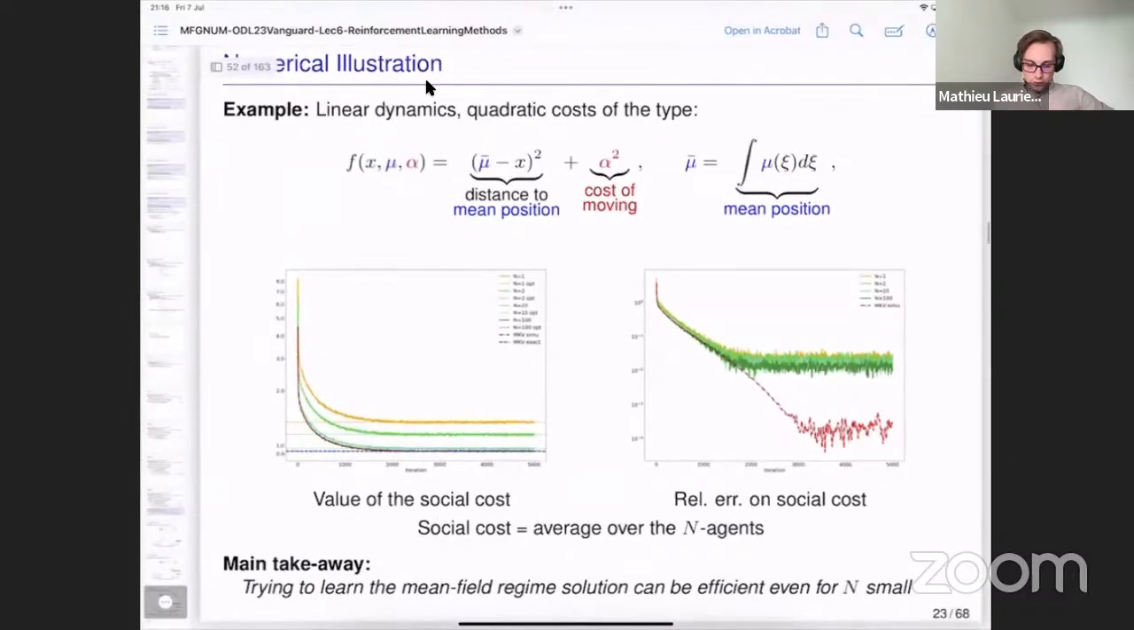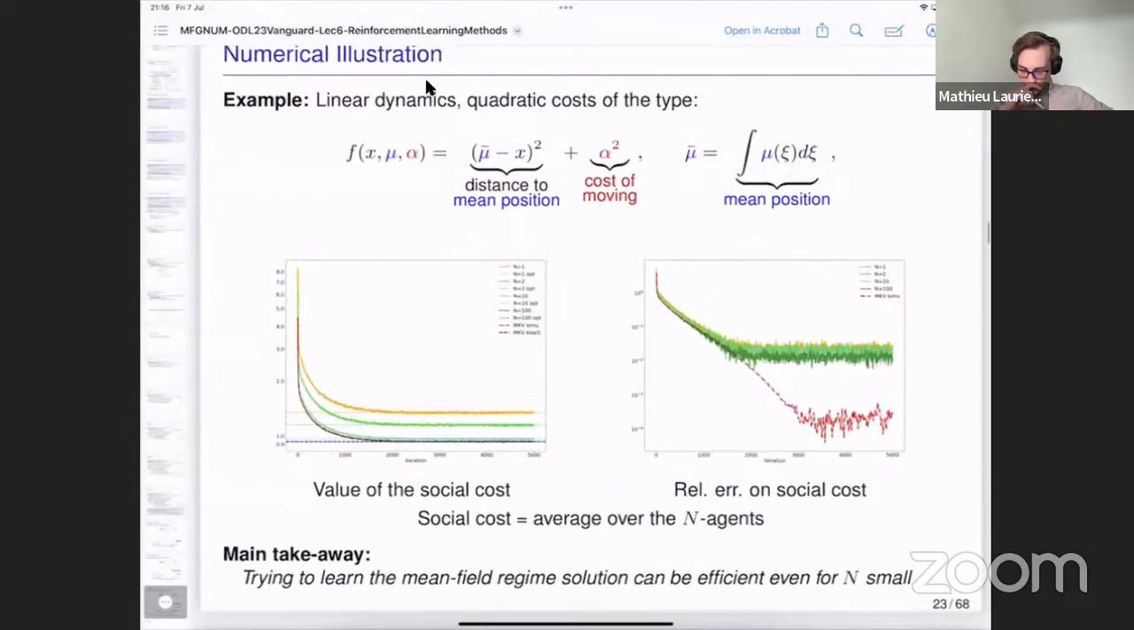Okay, so here are more plots, and you can see convergence towards the true solution. So trying to learn the mean field solution can be a good idea even if you don't have that many agents. When the state is in higher dimension, things get a little bit worse. But at least in small dimension, having relatively few agents is already a good idea.